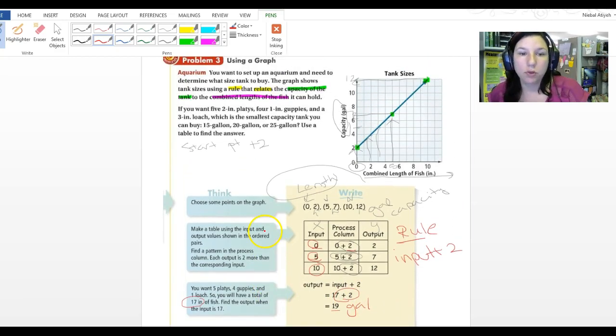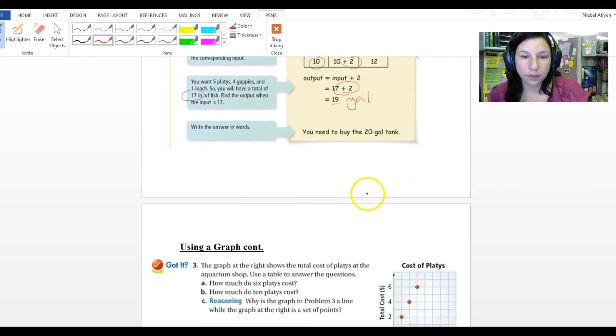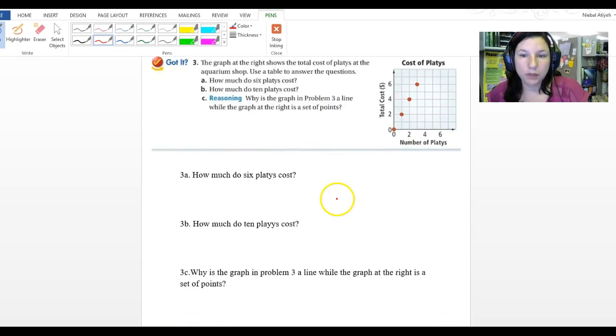The question told me they only sell them in 15, 20, or 25 gallons. So 15 is going to be too small. I need 19 gallons. 25 is going to be bigger than you need. So I need to buy a 20-gallon tank. Okay, let's do one more example.